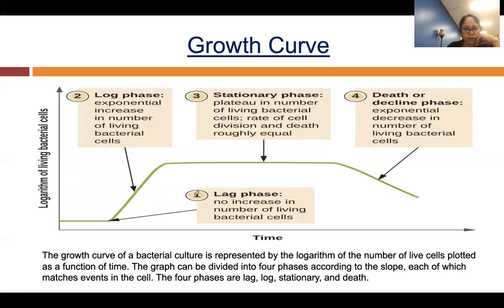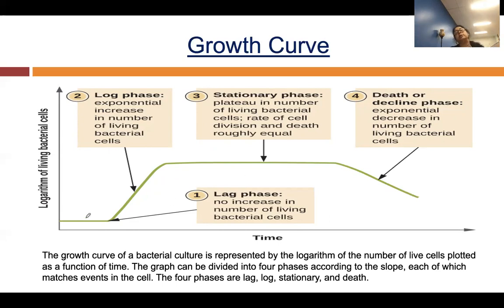So basically, the growth curve actually looks like that. So first is the lag phase, this one, okay? So lag phase, you can see that it's a very straight line, okay? Versus log phase, it's an exponentially increasing phase. Then again stationary phase, that's again a straight line, and then death or decline phase when the curve goes down. Okay, so these are the four phases.